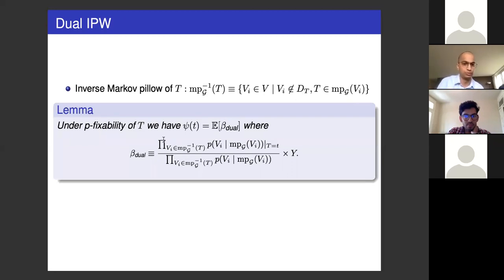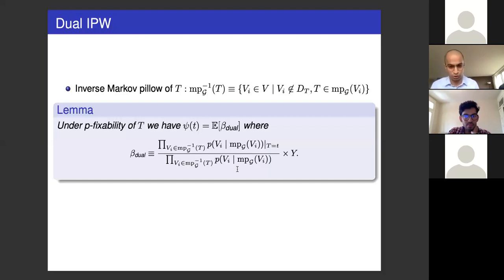And it turns out that under p-fixability of the treatment, an alternative way of expressing and estimating the target is to use the expected value of beta dual, where beta dual is, again, a ratio of things. It looks like a very strange ratio, where in the numerator, you have a product over conditionals again, but this time over vertices that are in the inverse Markov pillow of T, each vertex given its Markov pillow, but you evaluate this conditional at the assignment value that you're interested in, so at T equal to little t. And in the denominator, you have the exact same product, but you evaluate it at the natural value of T.